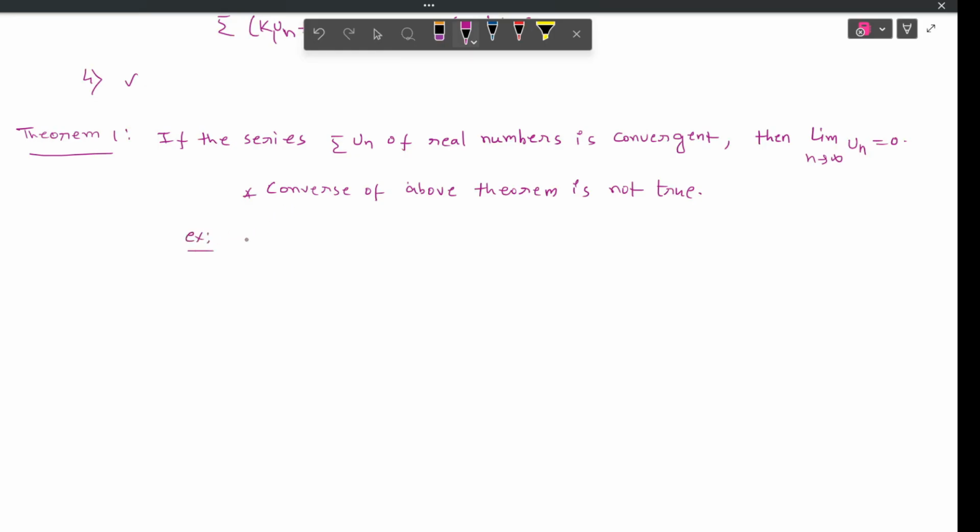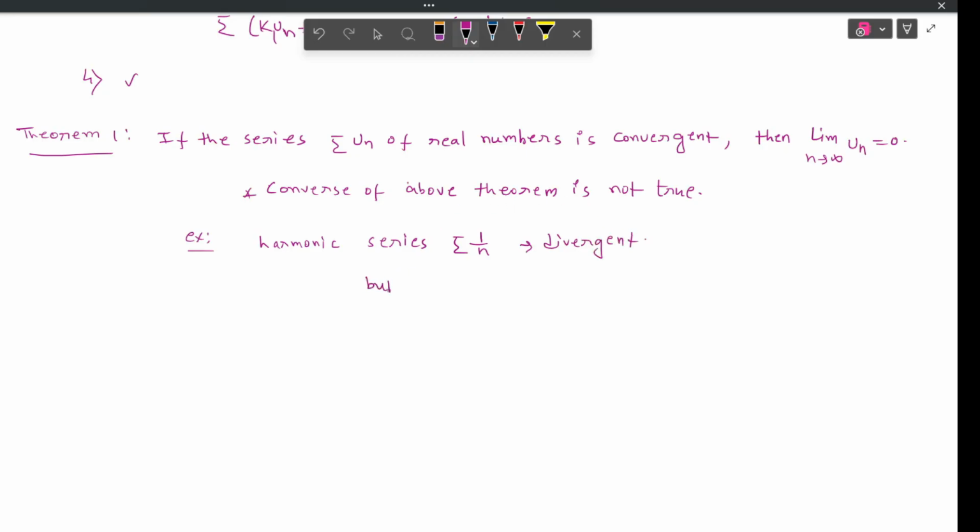Because let us see one example. Let us consider a harmonic series, summation 1 by n. This summation 1 by n is a harmonic series. It is divergent, right? It is divergent.